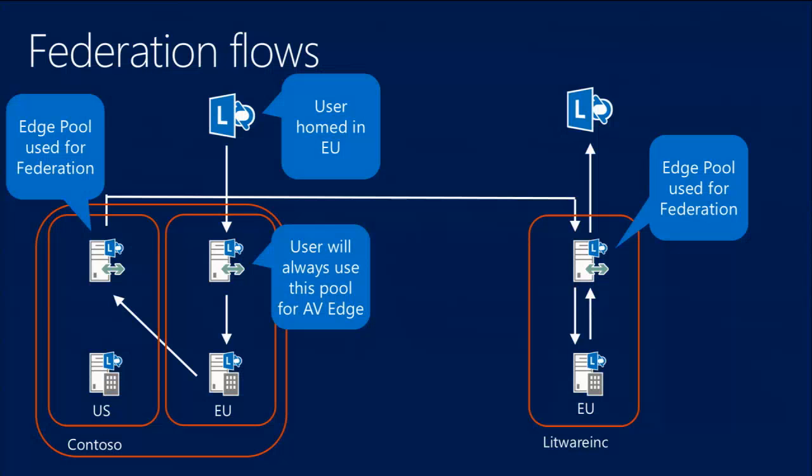Because we know from the discussion that I had a couple slides ago that you can only ever use the edge server that's associated with your home pool for media. That applies for federation as well. Okay? One of the common misconceptions is, oh, the US edge is my federation edge. That means all federation traffic, including media, would go from the US edge to the partner. That's not true. Okay, the signaling all goes from the US edge. The media will go from whoever's edge pool they're associated with their front end pool.